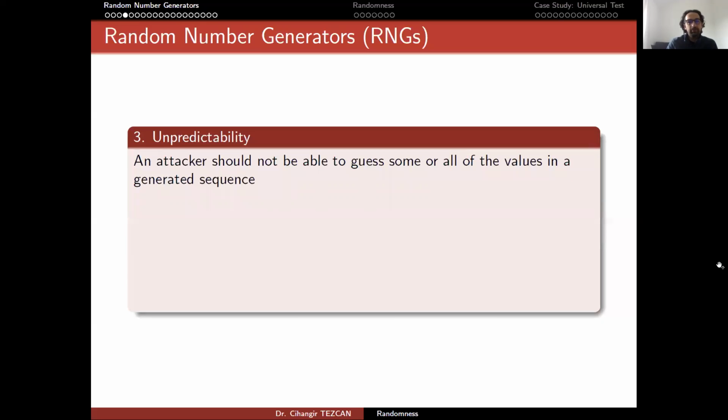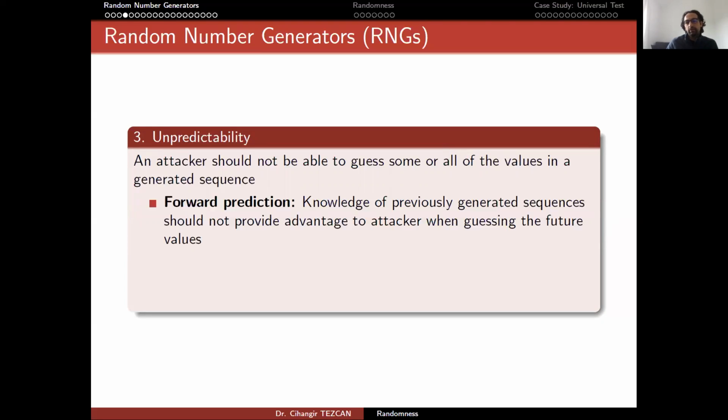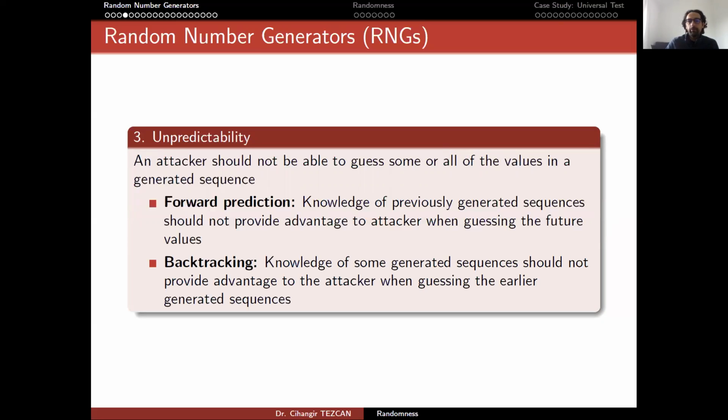The third one is unpredictability. An attacker should not be able to guess some or all of the values in a generated sequence. We can actually divide this notion into two. The first one is forward prediction: knowledge of previously generated sequences should not provide an advantage to the attacker when guessing the future values. The second is backtracking: knowledge of some generated sequences should not provide an advantage to the attacker when guessing the earlier generated sequences.